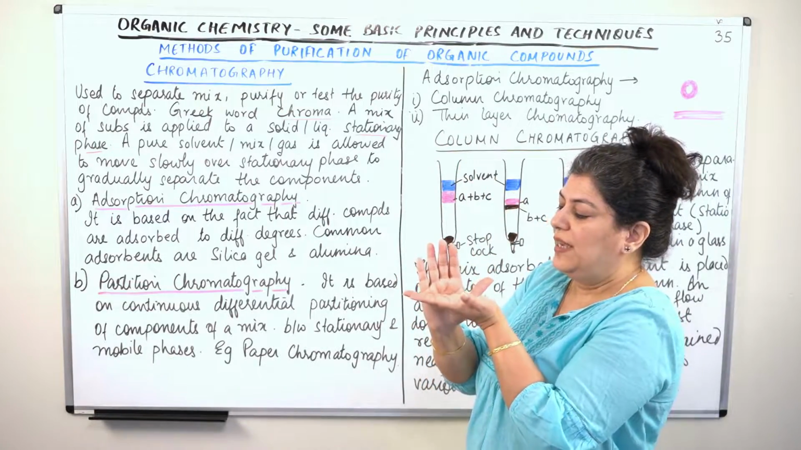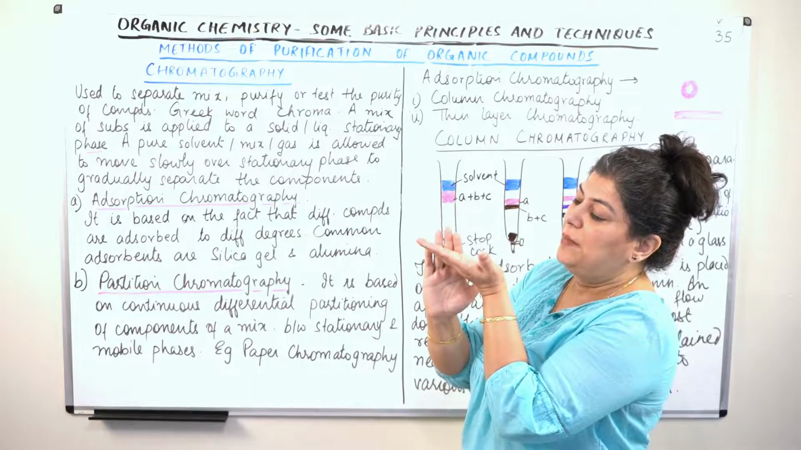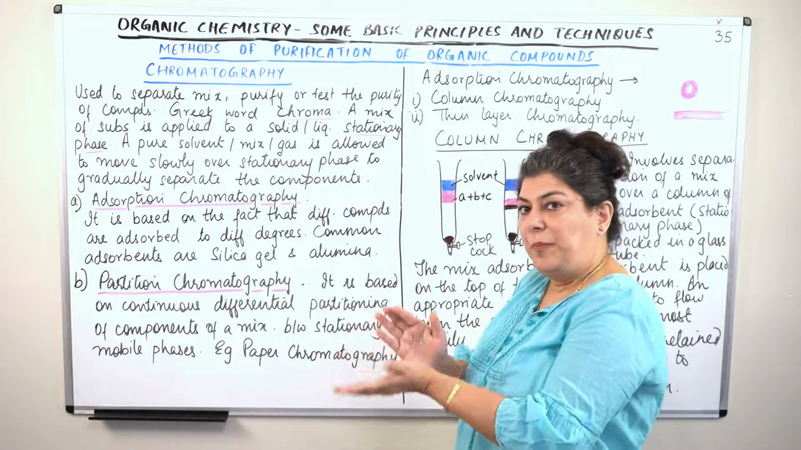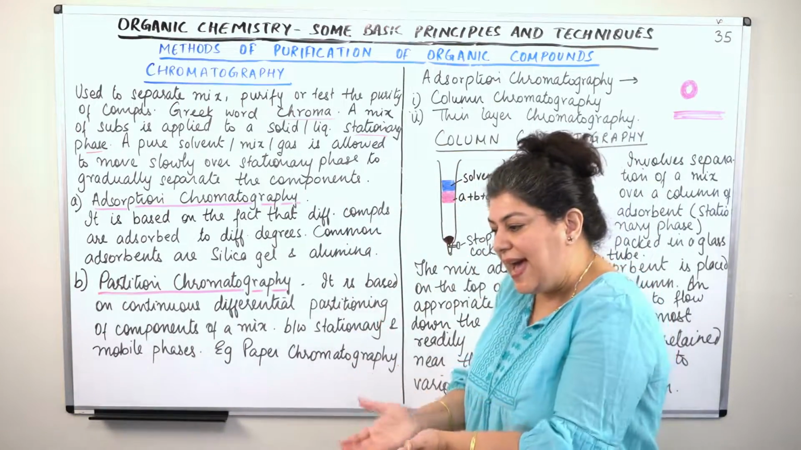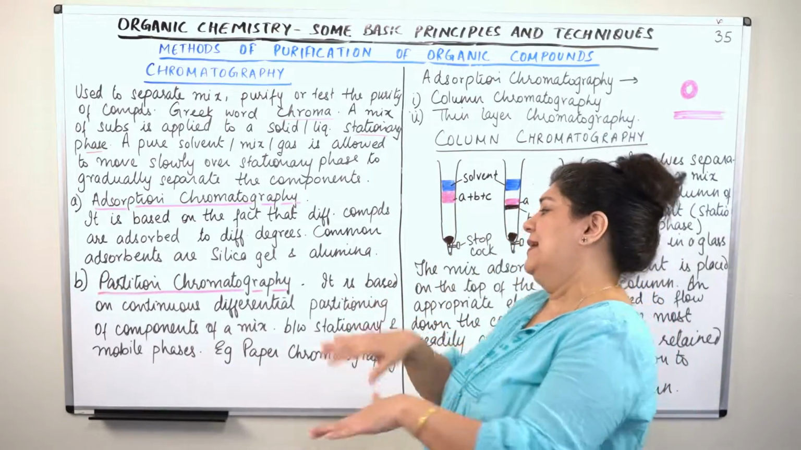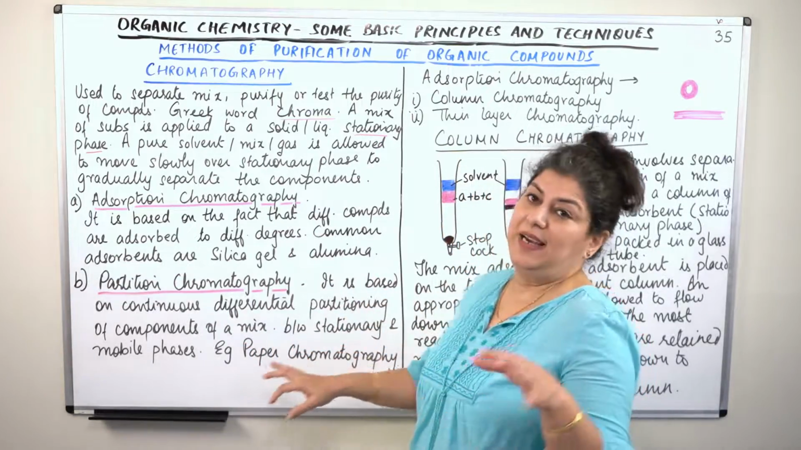At first, both the inks will rise, then one of the colors will stop here, then the second one will keep rising along with the water, that will stop there, and then the water will keep rising. So the partitions are being created as all of them are traveling together. So it is a continuous differential partitioning of components of a mixture between the stationary and mobile phases.